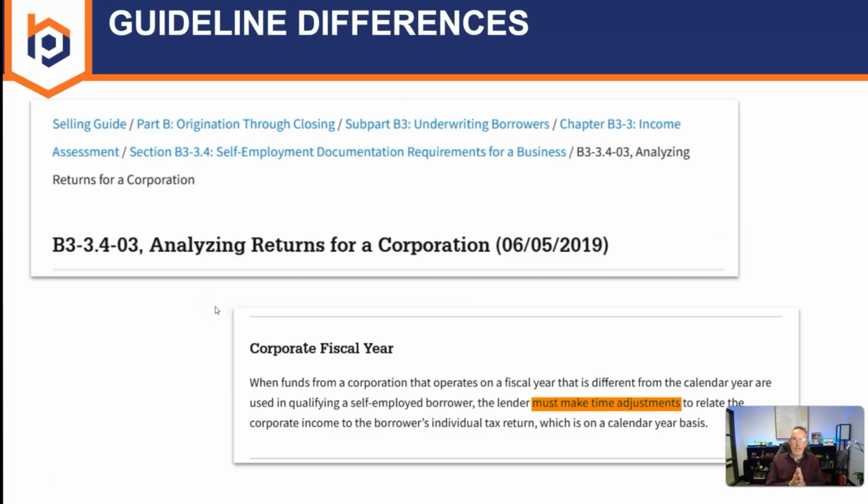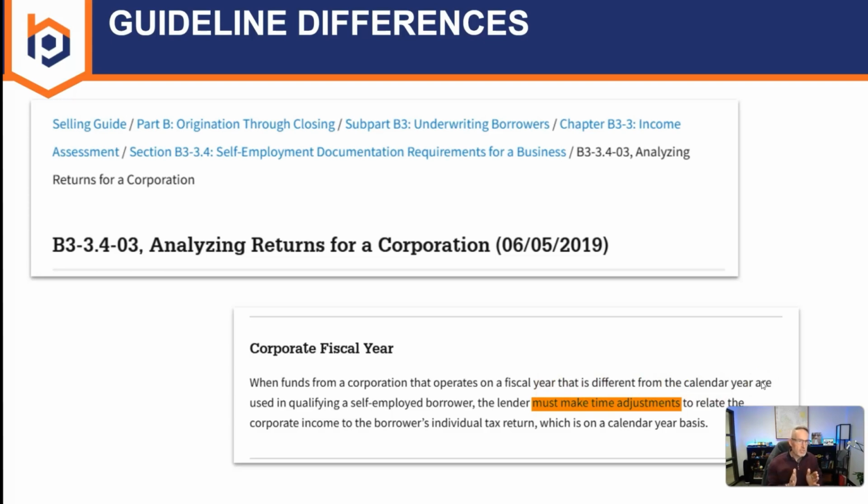Okay, now let's talk about some guideline differences, and also we'll talk about the shifting of time. But first of all, one of the things about corporations is the shifting of time. This thing confused me for many years. I still kind of doubt myself. I always look this up and redo it. But what does it mean when Fannie Mae and Freddie Mac talk about corporate fiscal year? And when funds from a corporation operate in a fiscal year that is different from the calendar year, so in other words, it's not January 1st through December 31st.